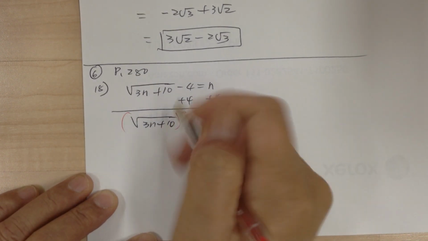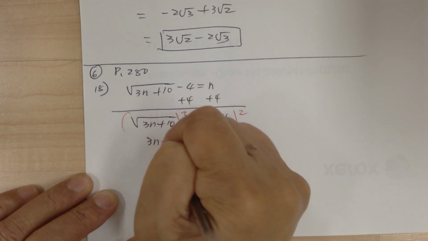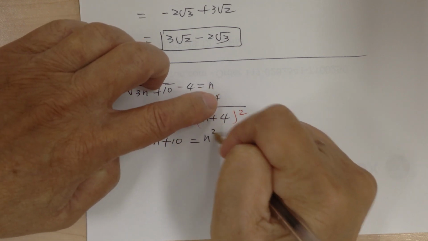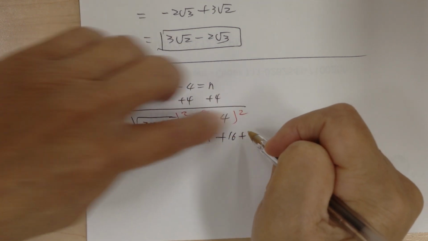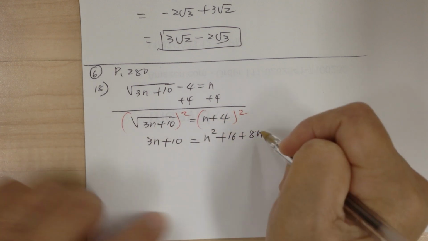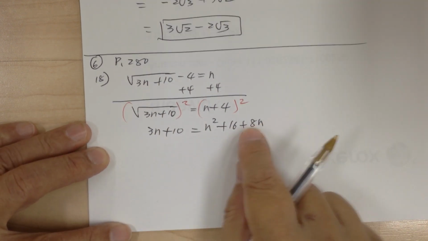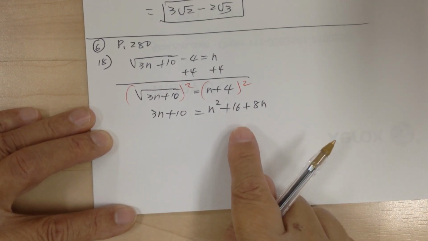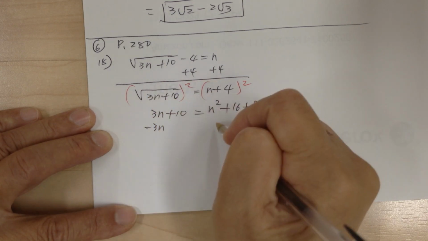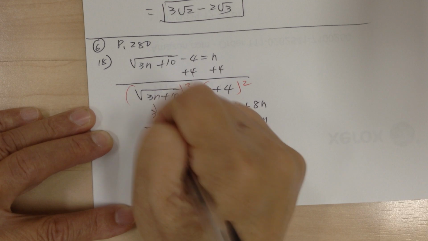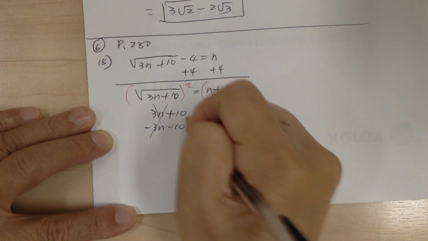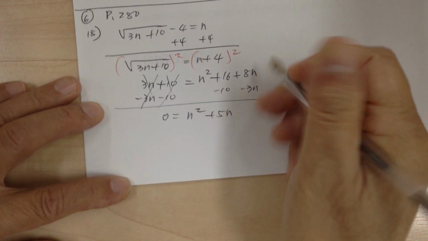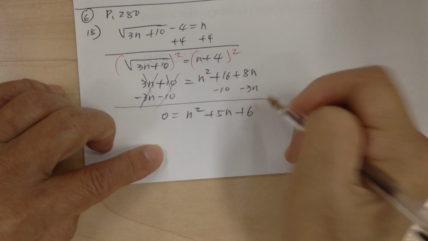Okay, so square and square cancel out. So you got 3n plus 10 equal to, you have to square this side, so you square that, you get n squared, and square that, you get 16, but you have to have the middle term, so you multiply this plus 8n. I kind of put this in the back, but you can put it in the middle, the order doesn't matter. Then after you have to make it equal to 0, so you can do the factoring. So minus 3n, so this will cancel out. Minus 10, so this will cancel out. So 0 equal to n squared plus 5n plus 6.